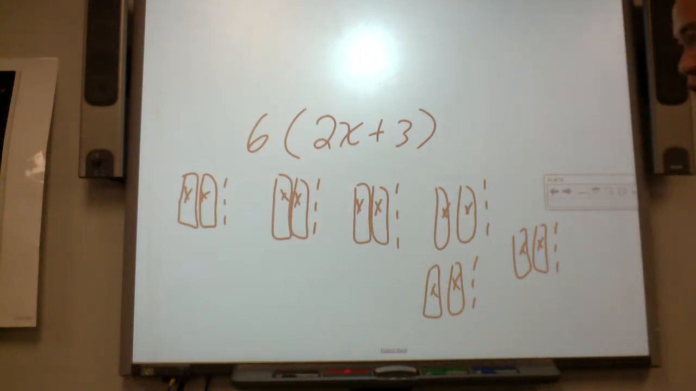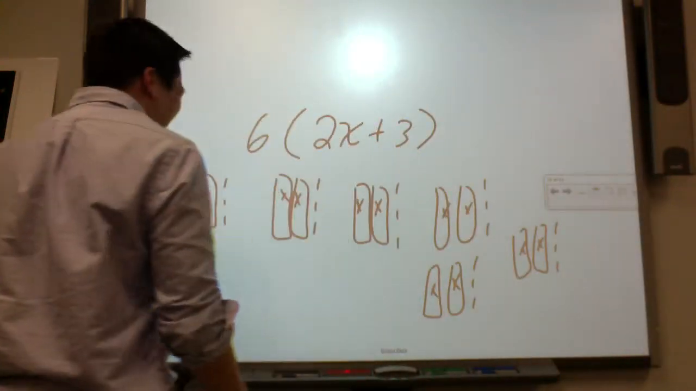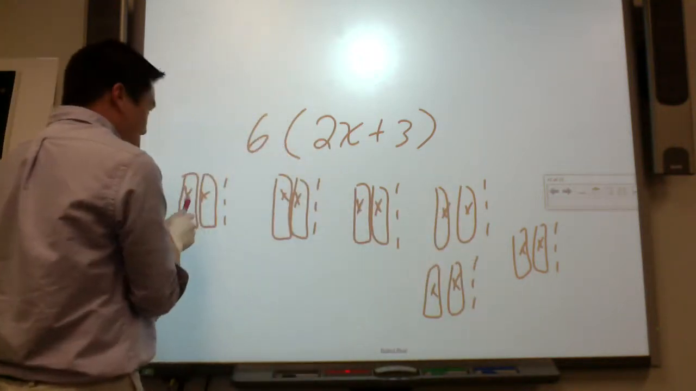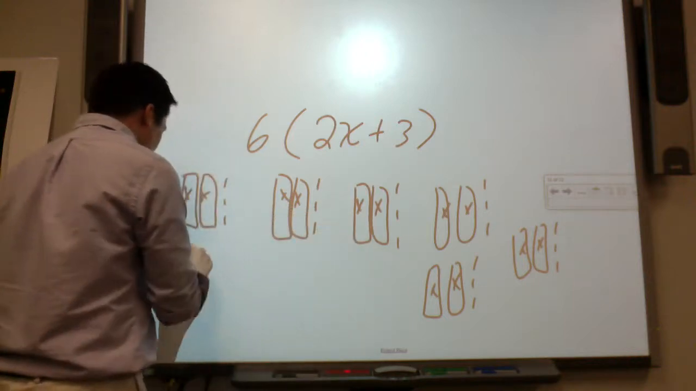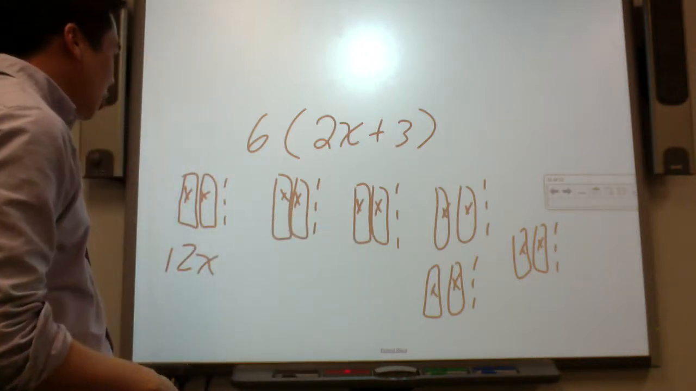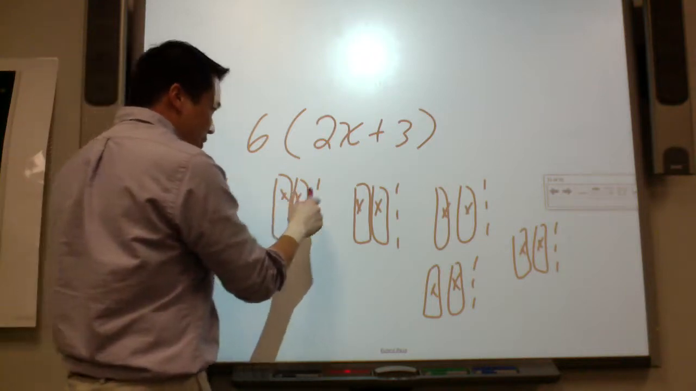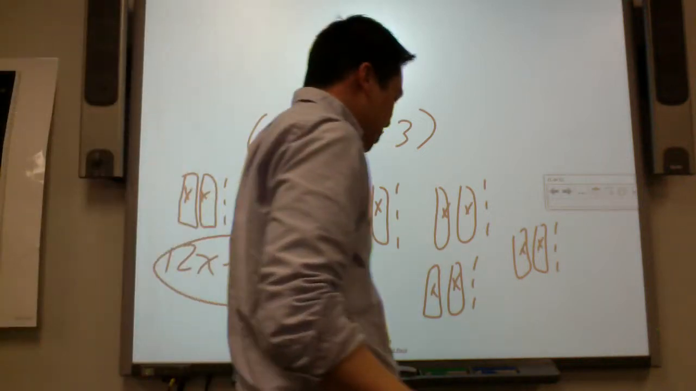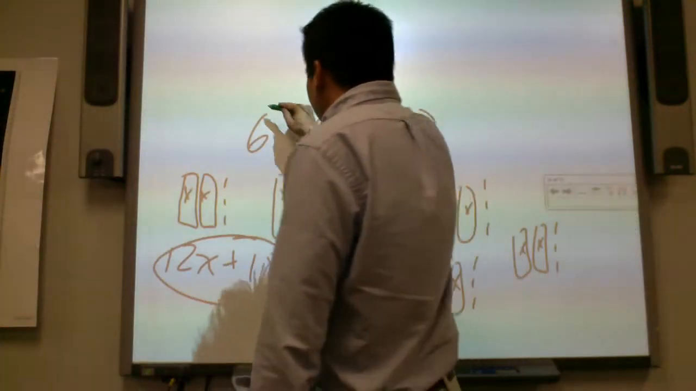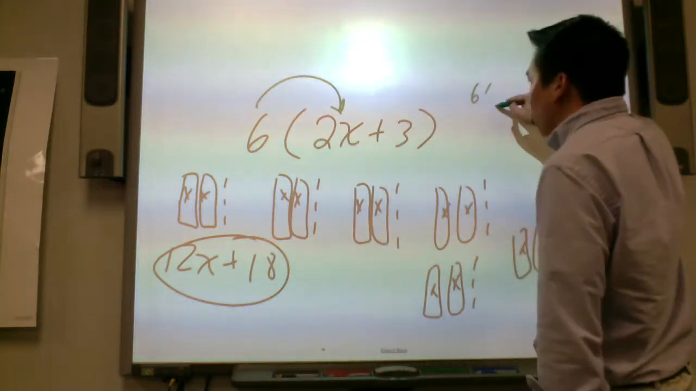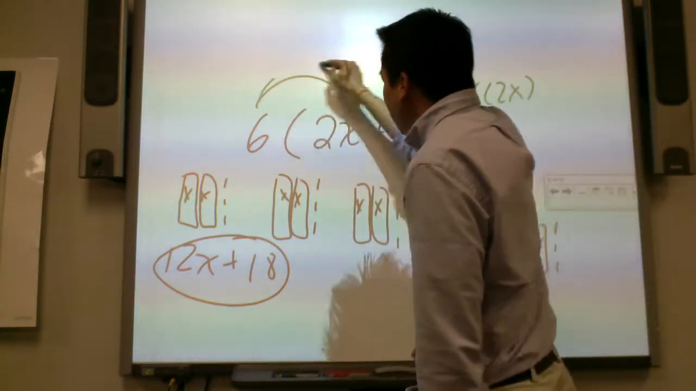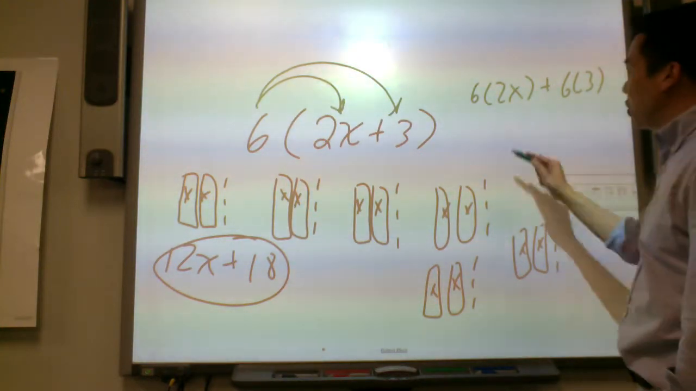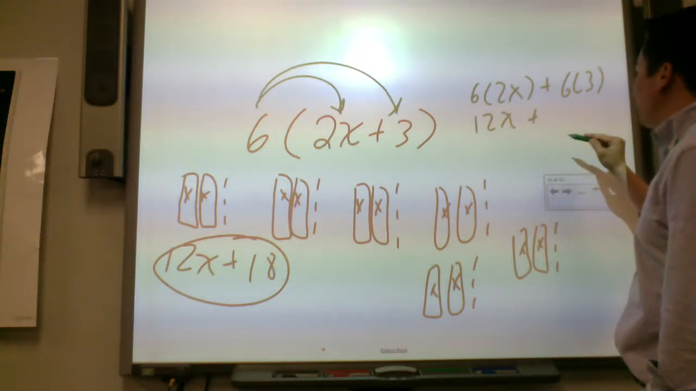So we had 6 groups of 2x plus 3. How many x's did we draw in all? I think we drew 2, 4, 6, 8, 10, 12. We drew 6 groups of 2x's. That's 12 x's. How many 1s did we draw? We drew 6 groups of 3s. So that's 18. And that is the answer. What happens if you don't want to draw algebra tiles? So let's distribute it. What is 6 groups of 2x's plus 6 groups of 3? So what's 6 groups of 2x's? 12x's. What's 6 groups of 3? 18.